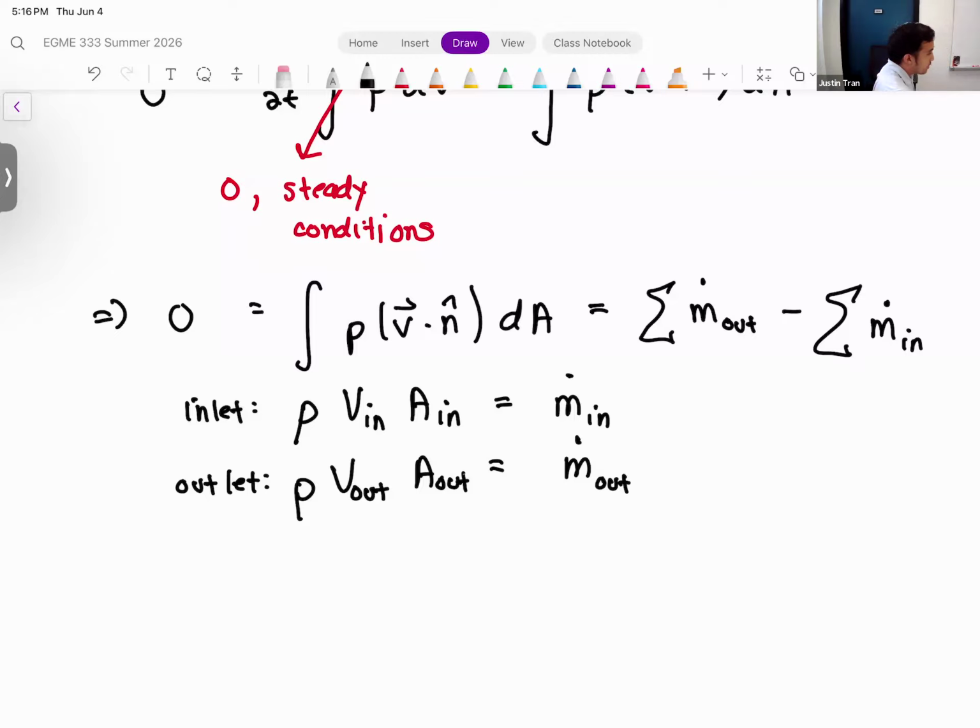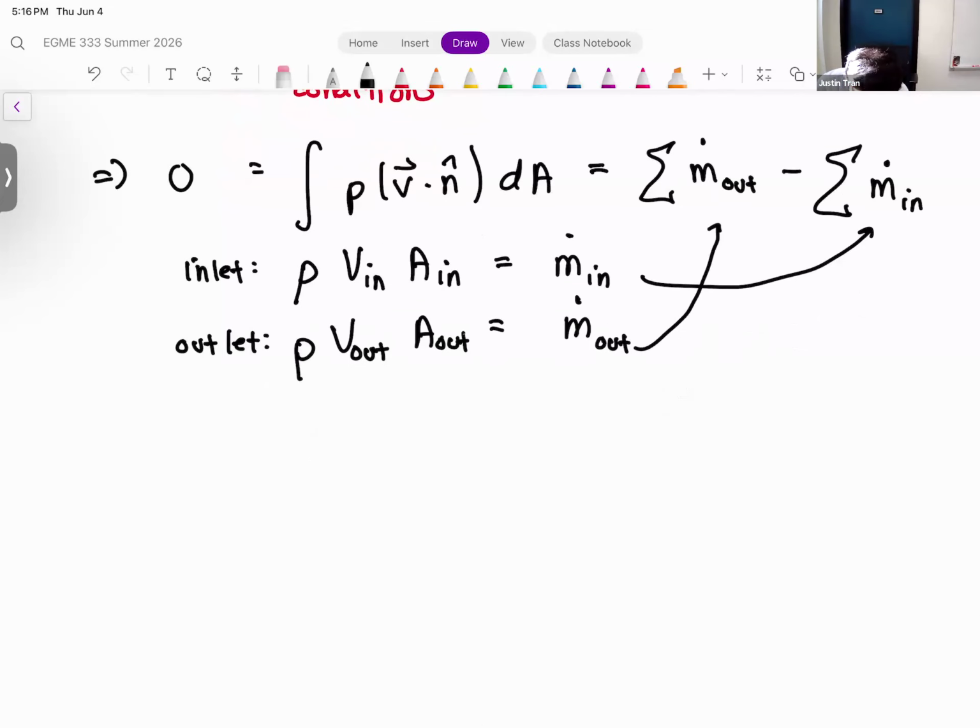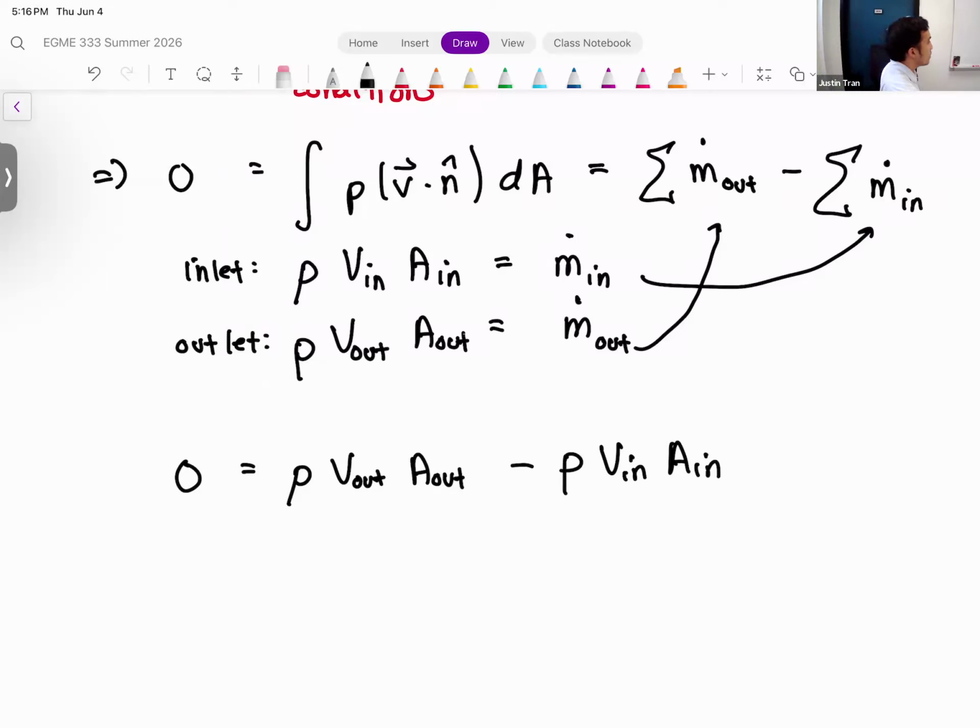Since we only have a single inlet and single outlet, the summations don't really matter in this case. If we plug in for m dot out and m dot in, we get 0 is equal to rho V out A out minus rho V in A in. Of course, we can compute the cross-sectional areas based on the diameters given to us, which is pi over 4 D squared. We'll do that in a second.